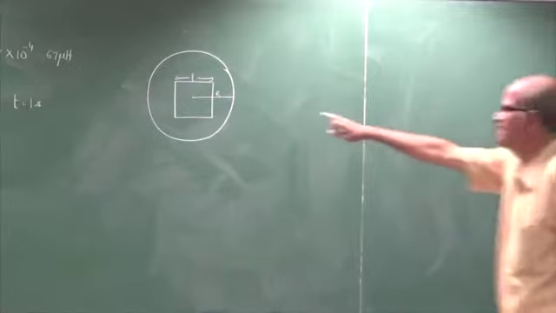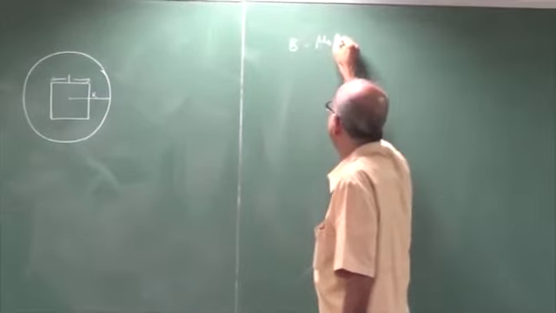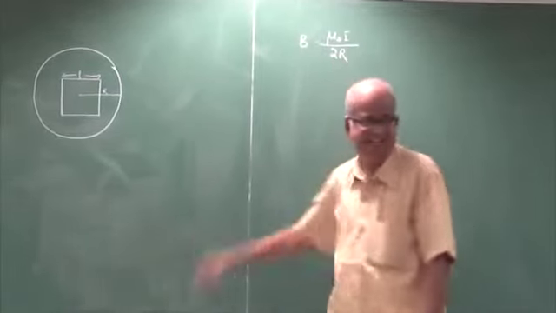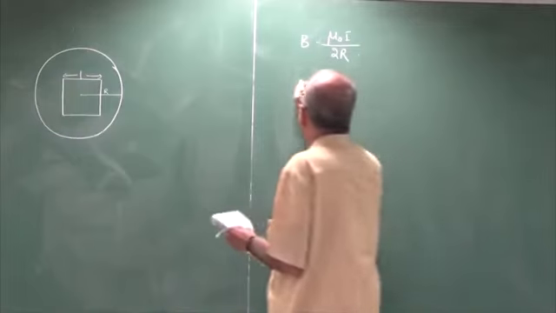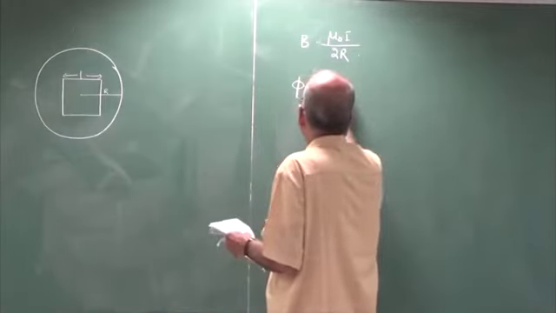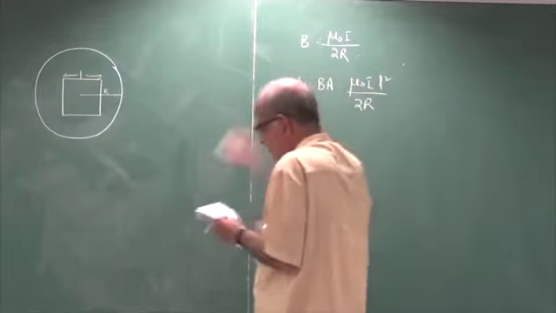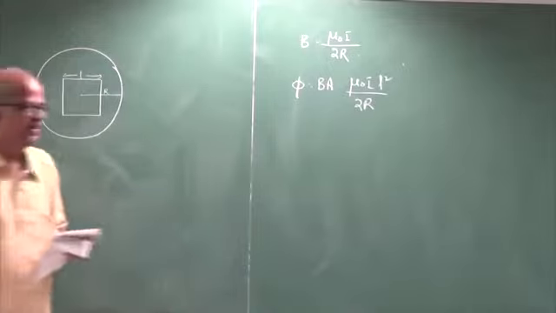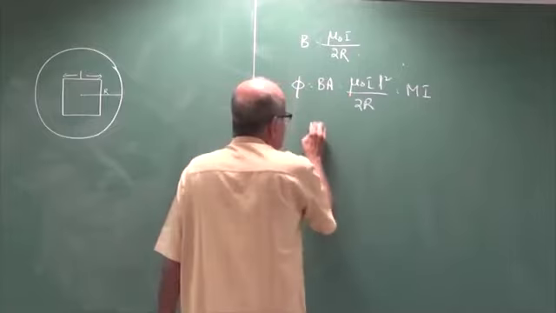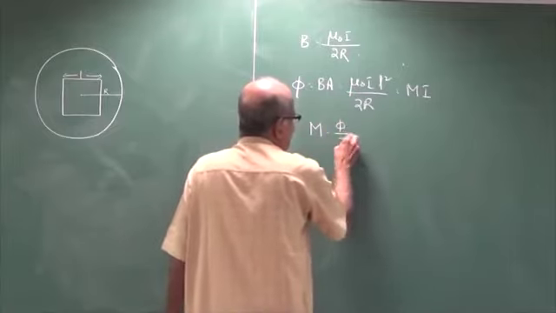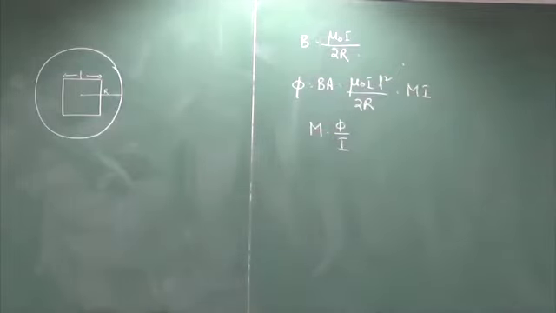See, what you do is find the field at the center produced by the circular coil. What is that? Mu naught I by 2R. Will you agree? That is the field at the center. What is the flux over the square coil? B dA, which is mu naught I by 2R into l square. Will you agree? But you can write this as equal to MI. So what is M? Phi by I. Substitute the given data. Have you understood? This is the technique.